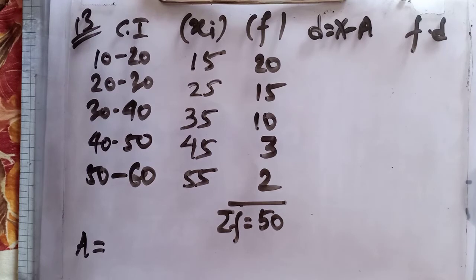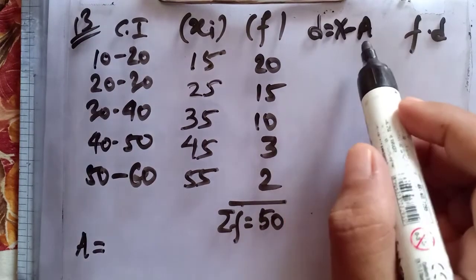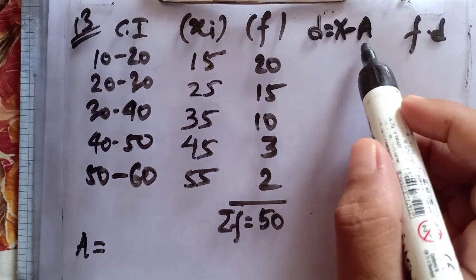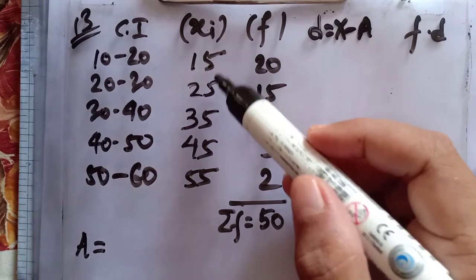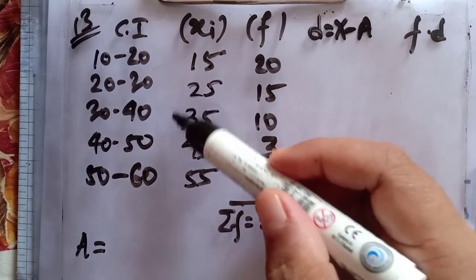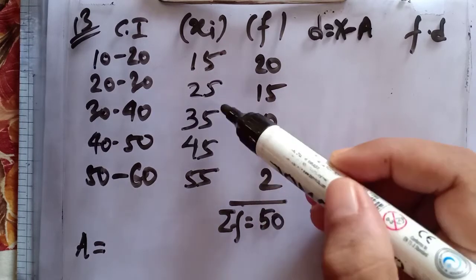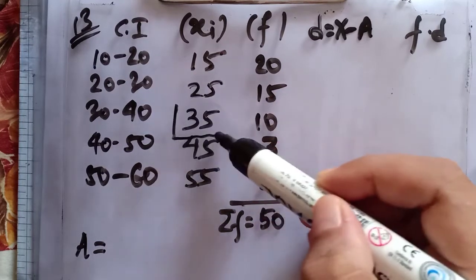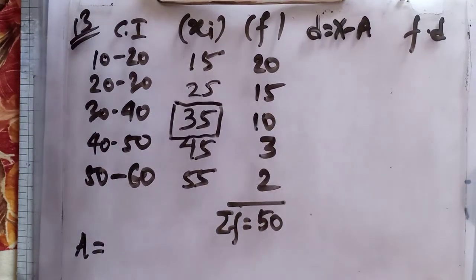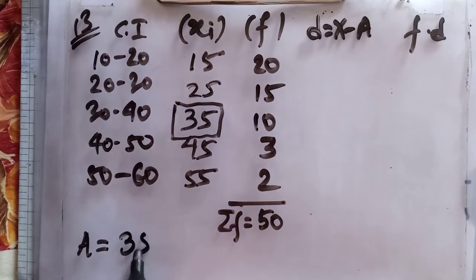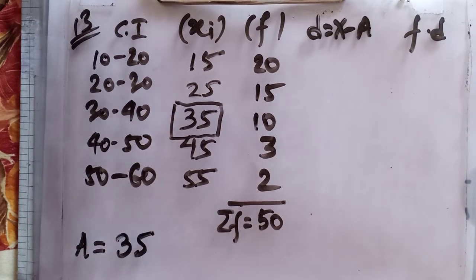Now for the same sum, the shortcut method. So you have to find out d here, and we need to know a, the assumed mean. Now see here, there are 5 classes, so we can easily get the middle one and take that as the assumed mean. You can make here a box also for your convenience, but it is not mandatory. But we write here a equals 35. Please do the sums as directed here.